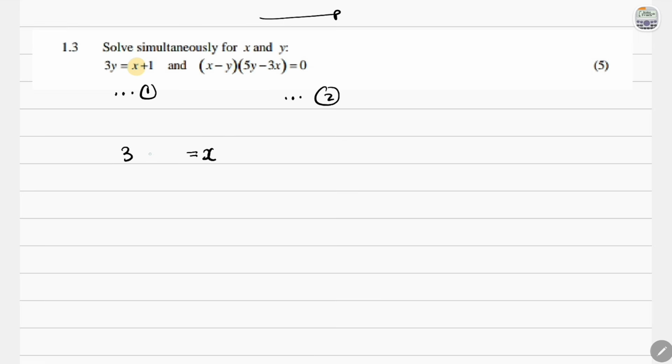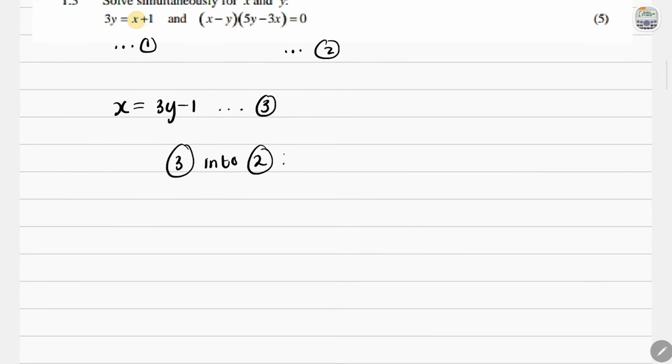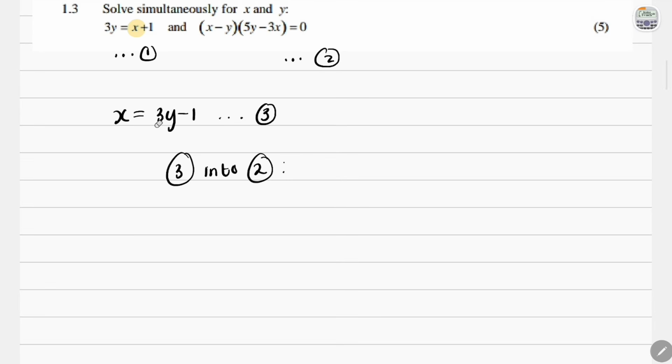So we have x is actually equal to 3y minus 1, because it comes over. So we can write it as x equals 3y minus 1, and so this is equation number 3. And to finally solve for y, we substitute equation number 3 into the equation we didn't use, equation number 2. So wherever you see x, replace it with 3y minus 1.